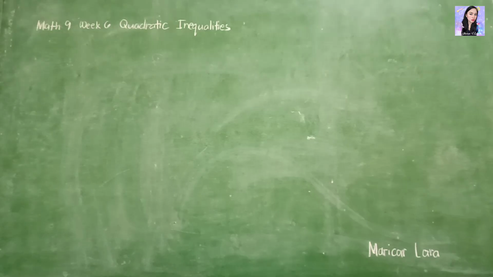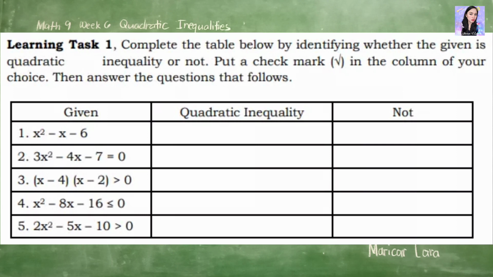Math 9 Module, Week 6, Quadratic Inequalities. So let's have learning task number 1. Complete the table below by identifying whether the given is quadratic inequality or not. Put a check mark in the column of your choice, then answer the questions that follow. So ang gagawin lang po dito ay checkan nyo lang kung siya ba ay quadratic inequality or not.